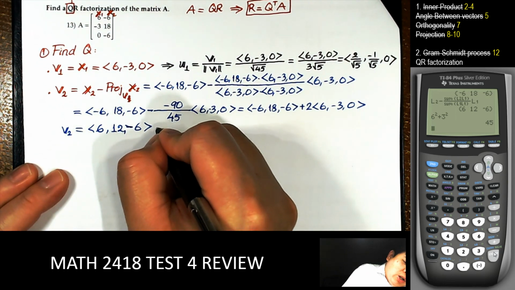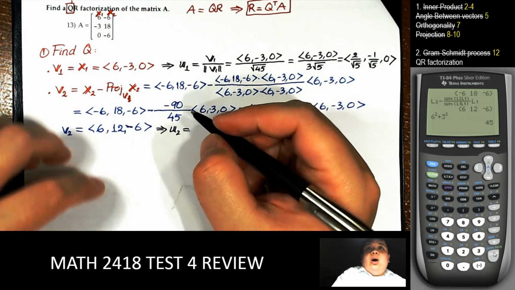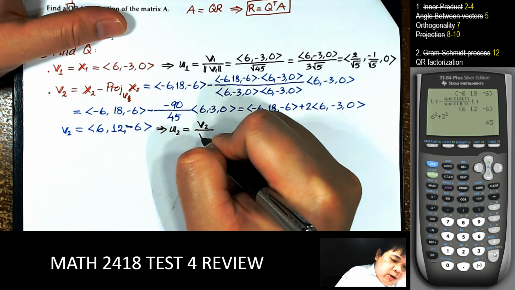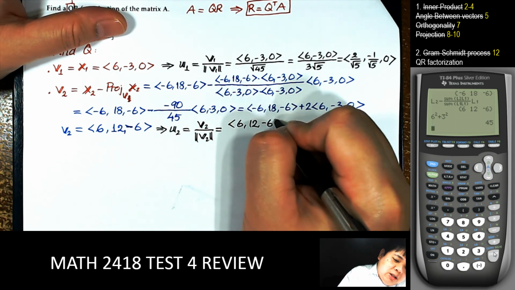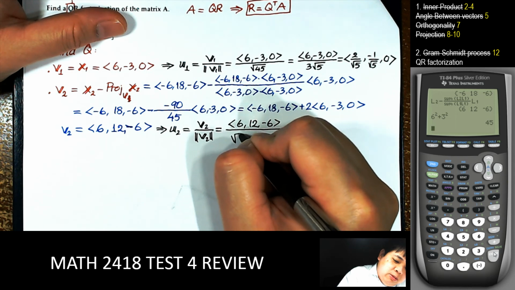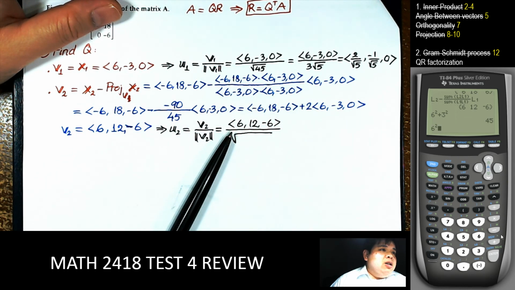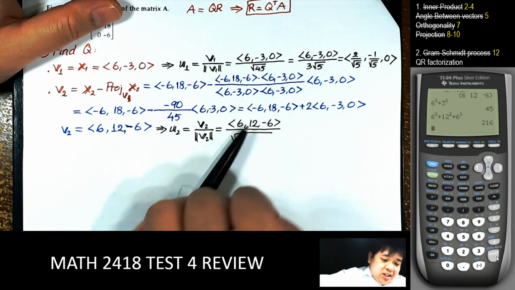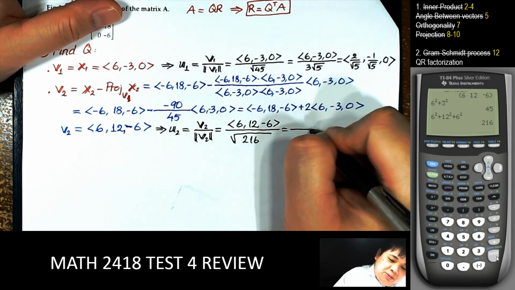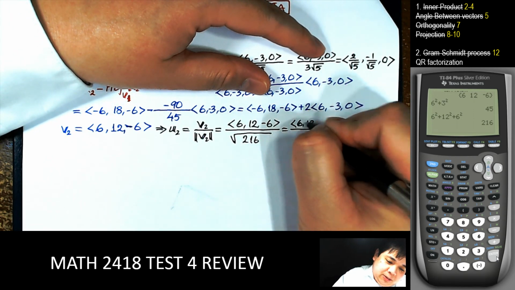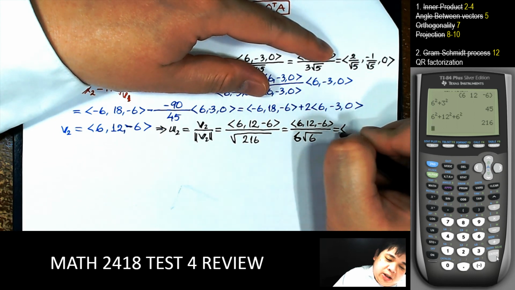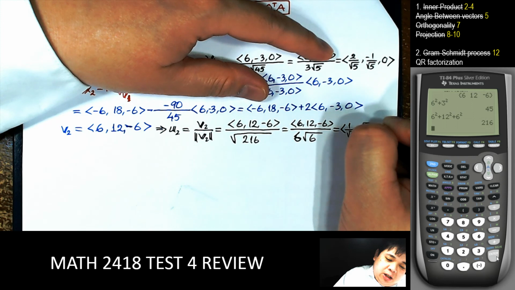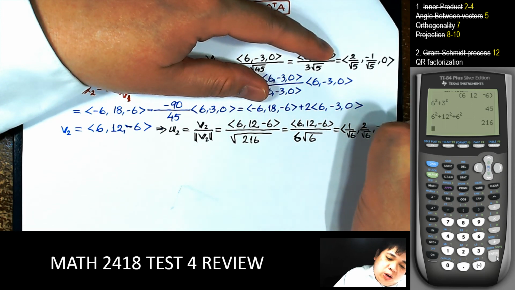We would do the same thing to find U2. It will be V2 over the V2 magnitude. Right, V2 is 6, 12 and minus 6. Square root of 6 squared, 36, and 12 squared, 144, and 6 squared again, 36. What's that? 216, which is 6 square root of 6. So 6 over 6 square root of 6 will give us 1 over square root of 6, 2 over square root of 6, and minus 1 over square root of 6.